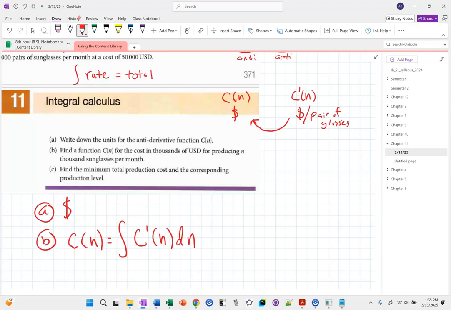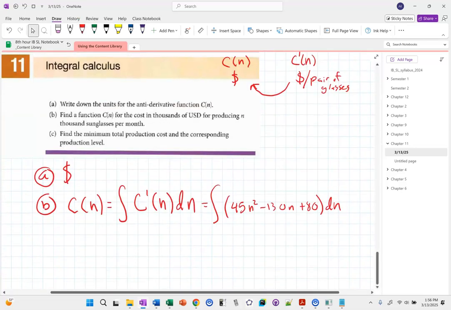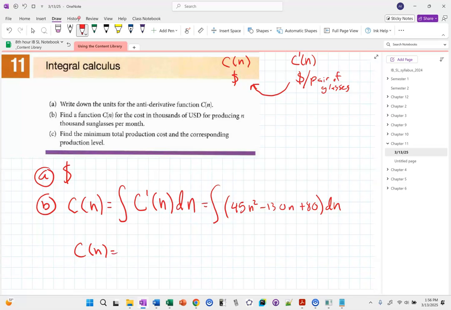So that's just going to be asking for the antiderivative of C prime of n. Well, that's easy because C prime of n is just the function 45n squared minus 130n plus 80. So when I do the antiderivative, can I just do that quickly in my head? You guys seen enough of me plugging in the formulas? Yes.